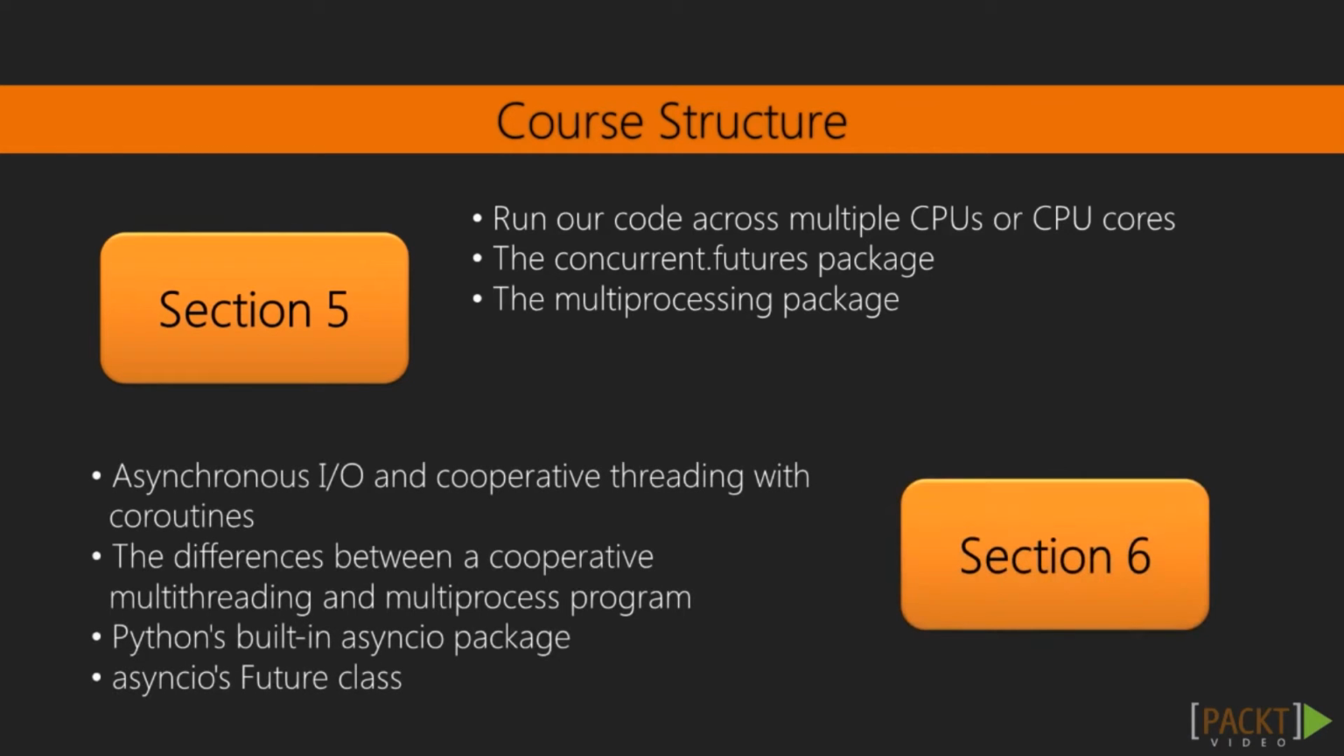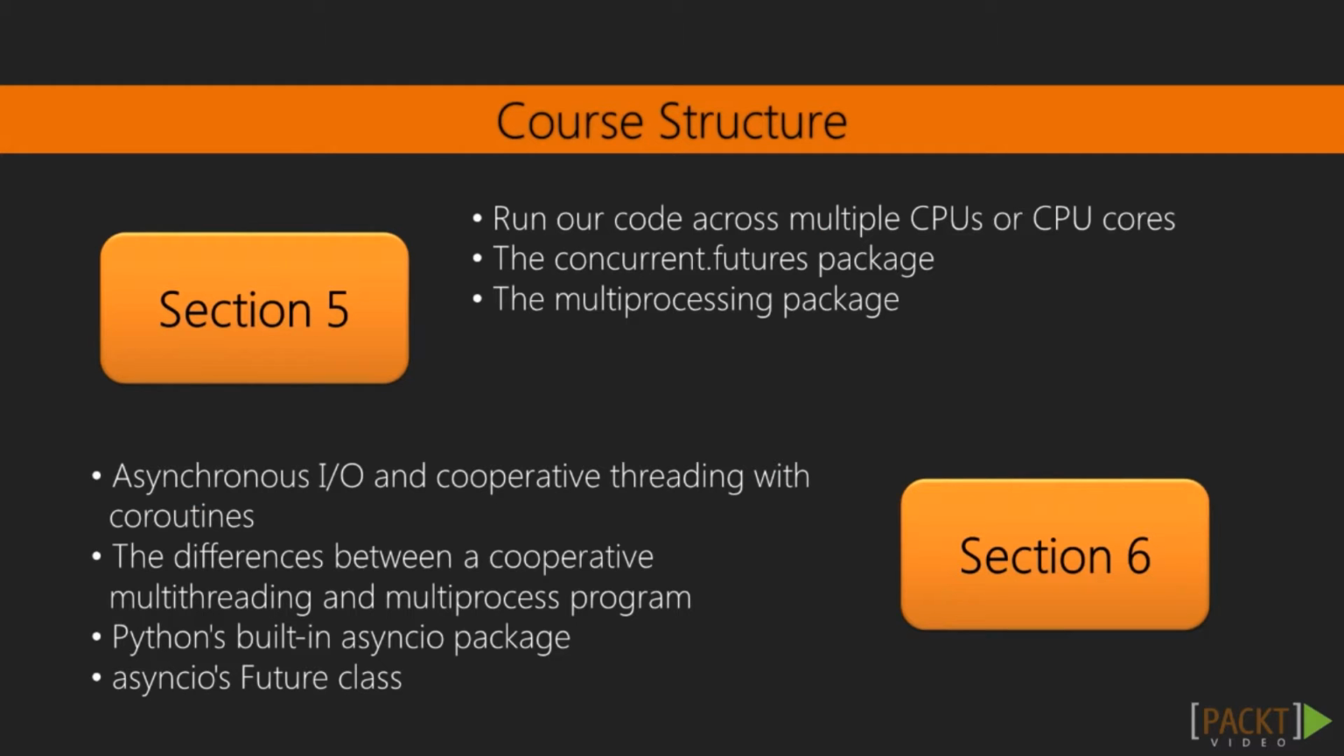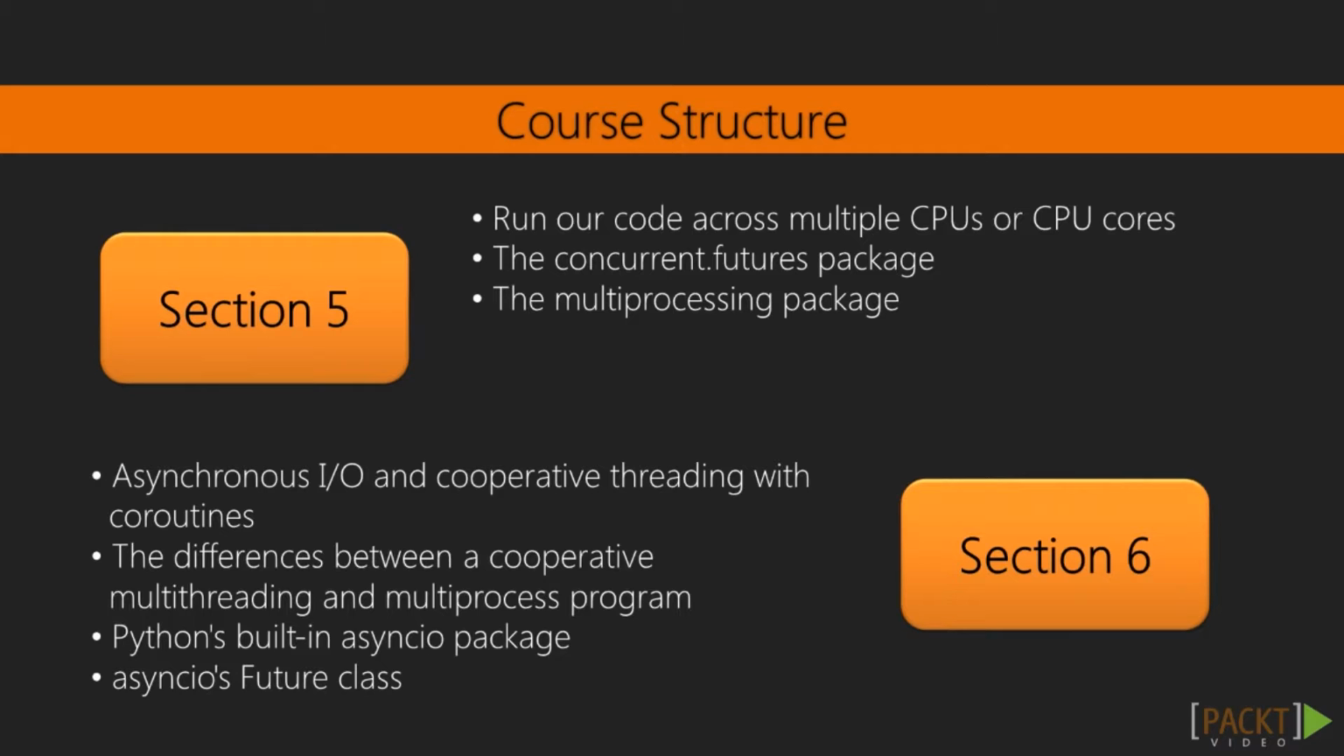In section 6, we're talking about asynchronous I/O and cooperative threading with coroutines. We'll explain the difference between cooperative multithreading and multiprocess programming, then look at Python's built-in asyncio package, asyncio's future class specifically, how to force synchronization back into existence in those places where it's really needed, and finally, we'll look at using the tools we've covered in the prior videos to communicate across the network.